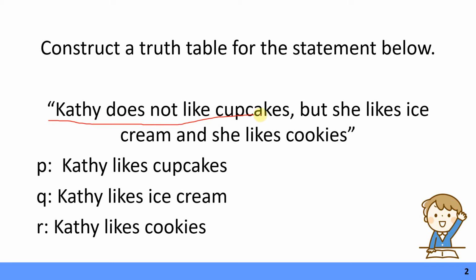So, Kathy does not like cupcakes. You should be able to see that this looks like P, so I'm going to put P. But because the word not appears, we're going to have to put a negation. Remember, negation just means "not." She likes ice cream, so that is actually Q right here, so I'm going to put a little Q. And then she likes cookies, so that is R right here. If you notice, what we're doing is breaking the sentence into little statements, and then translating those statements into logical statements. So that's what we have so far.